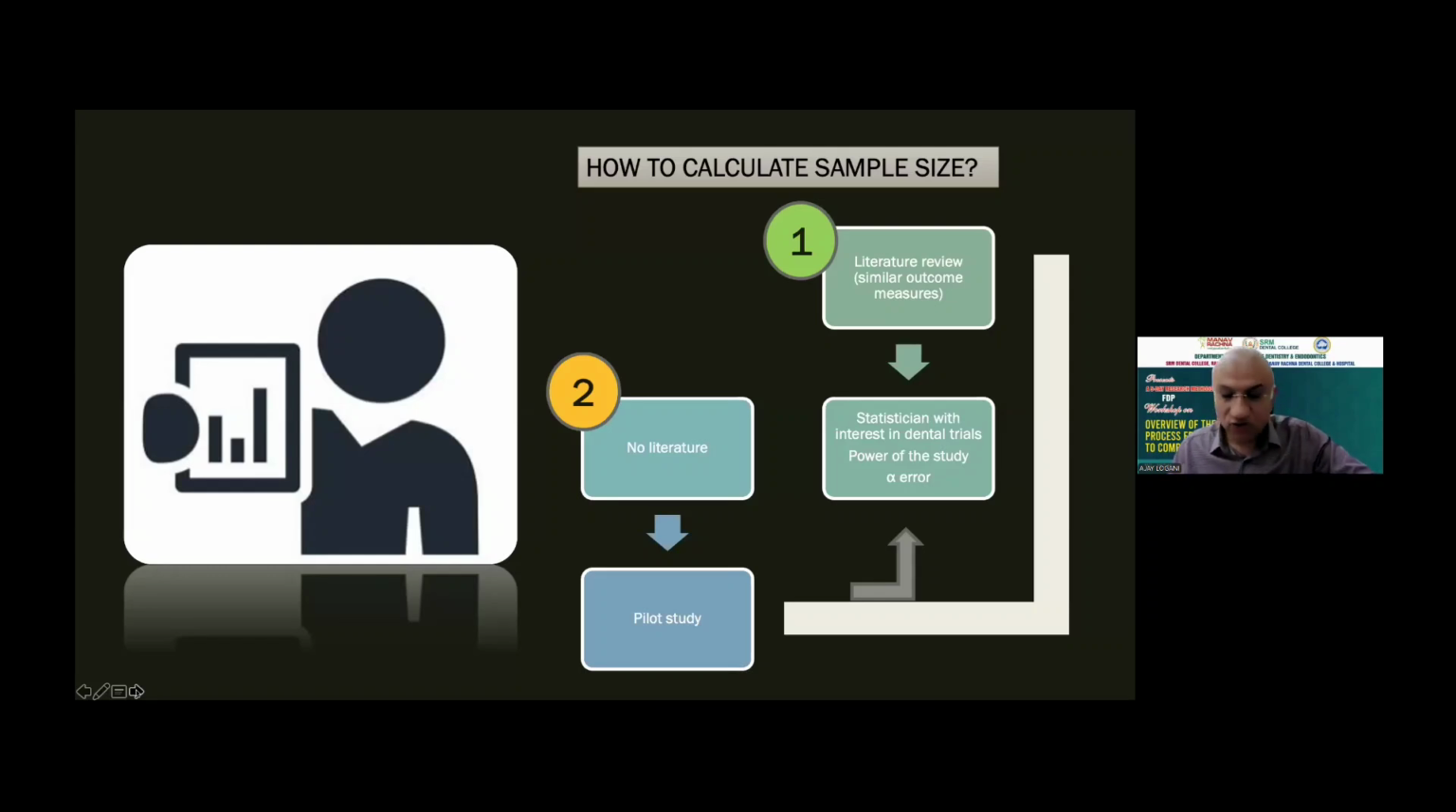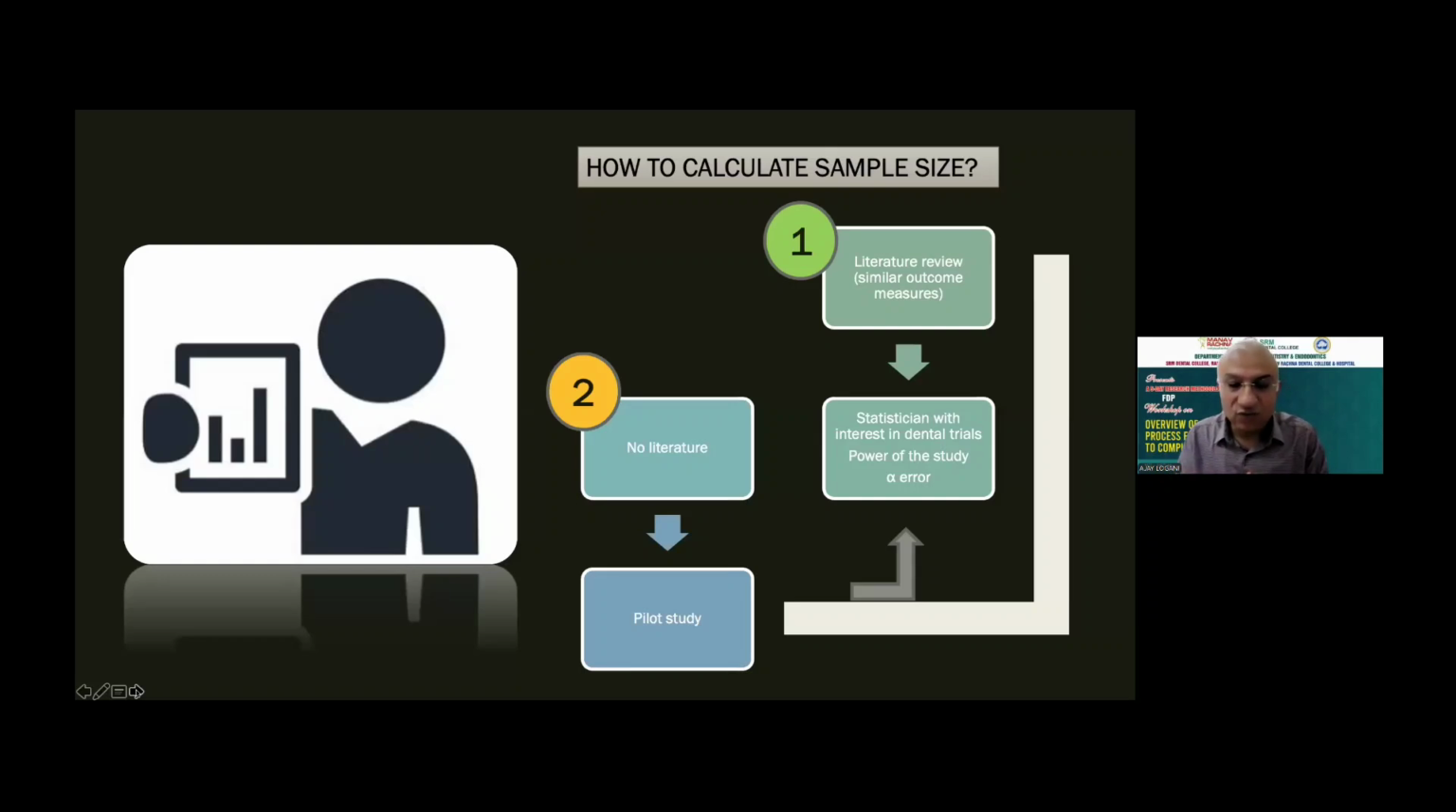In case you do not have any related literature, please do a pilot study. A pilot study with 10 patients also is sufficient to see the success and failure, if you are looking at success and failure.